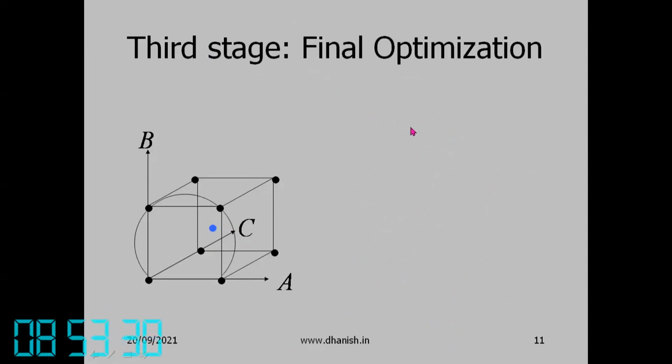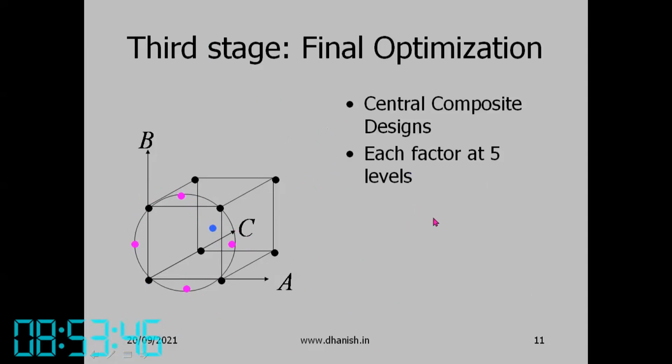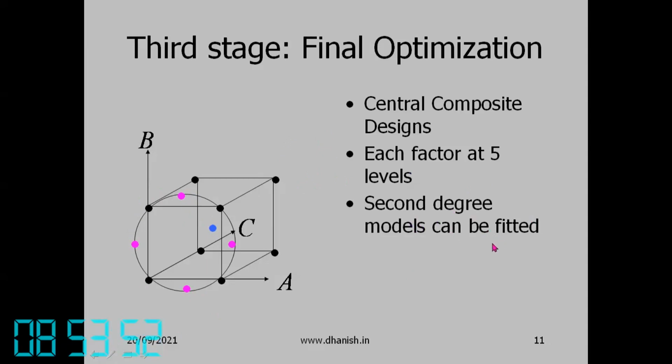And third stage is final optimization. We go for a central composite design, where we have points even outside the original zone. Here rotatable points are selected. So central composite design, each factor at 5 levels. So second degree models can be fitted. With 2 points, we can fit only a straight line. With 3 points, we can fit slight curvature, slightly complex functions. And with the 5 levels, any second degree polynomial can be fitted.